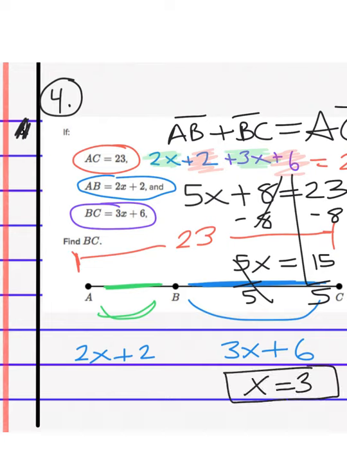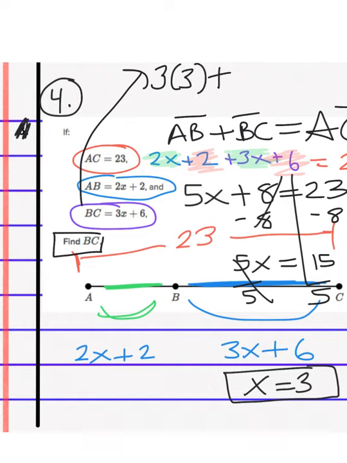Okay. Now, if we look at the actual question, it says find BC. So 3 is not my answer. What do I have to do? So BC is 3x plus 6. I need to change the x to a 3 because that's my answer. So 3 times 3 is 9 plus 6 is 15. Okay, so that's my final answer, 15.